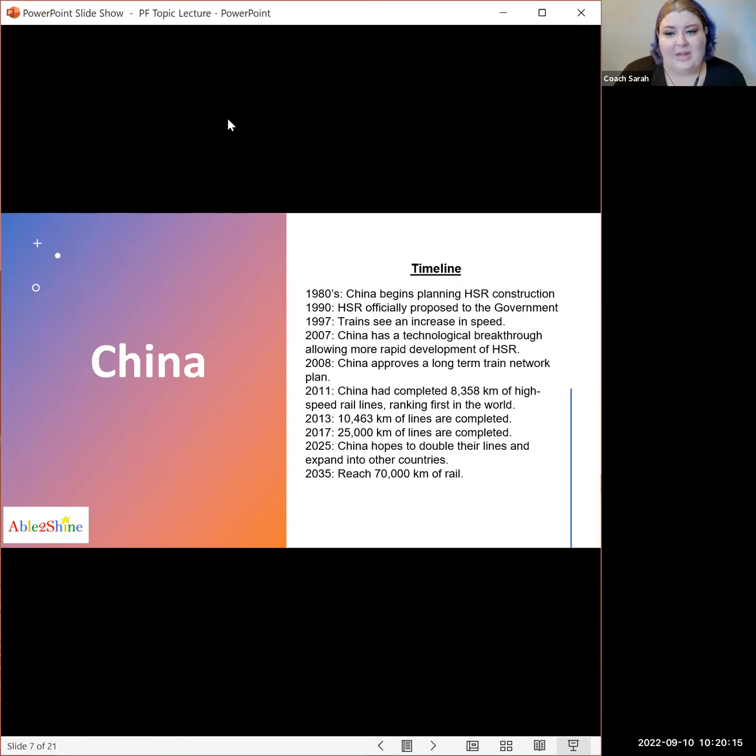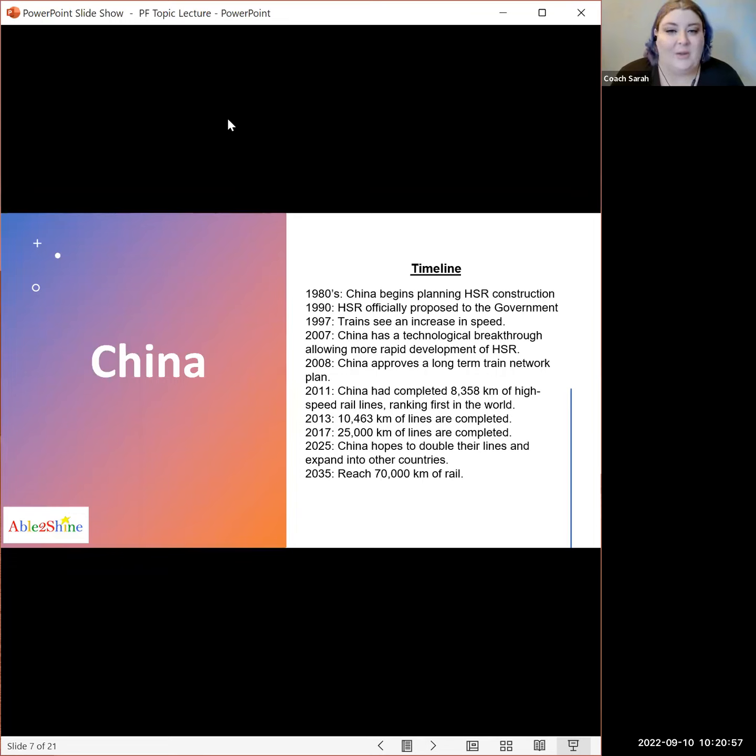Let's look at the timeline of China's high-speed rail. In the 1980s, they started planning construction and then actually proposed it officially to their government in the 90s. By 1997, we see an increase in speed of trains. And in 2007, China has a technological breakthrough that allows them to more quickly develop high-speed rails in their country. And in 2008, they approve a long-term plan for a giant network of trains that would connect the whole of China together.